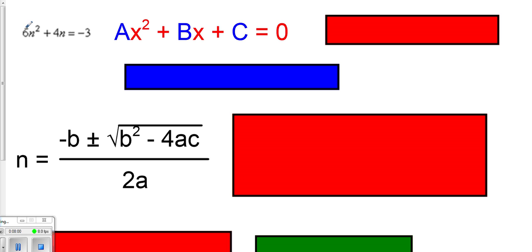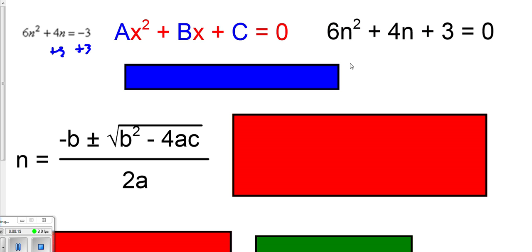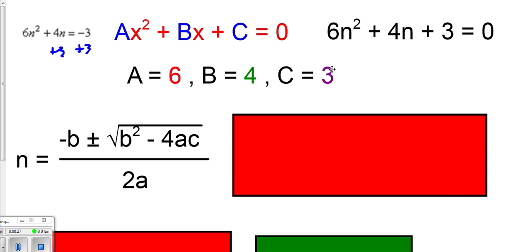Looking at another example, we've got 6n squared plus 4n equals negative 3. This is kind of similar to our last example. We don't have it all set equal to 0, so we're going to have to add 3 to both sides of this equation to make sure we have everything set equal to 0. When we do that, it now changes to 6n squared plus 4n plus 3 equals 0. So looking at all of that, our a is going to be 6, our b is going to be 4, and our c is going to be 3.